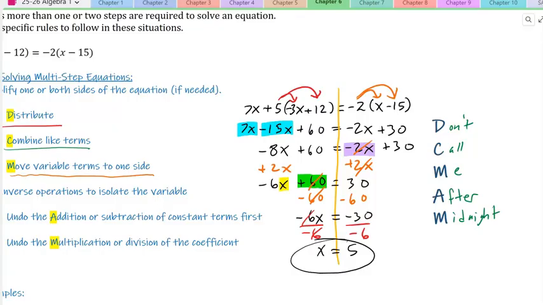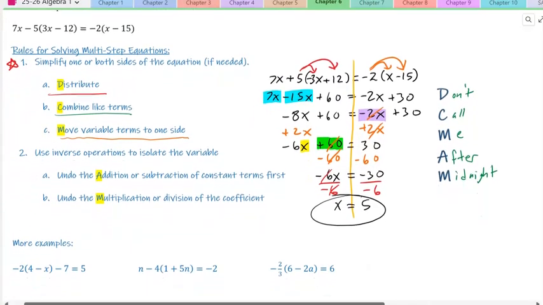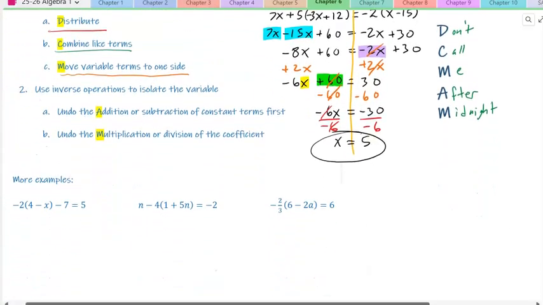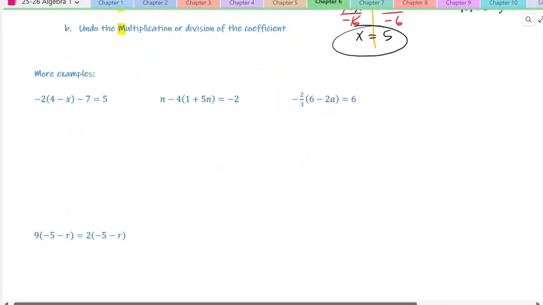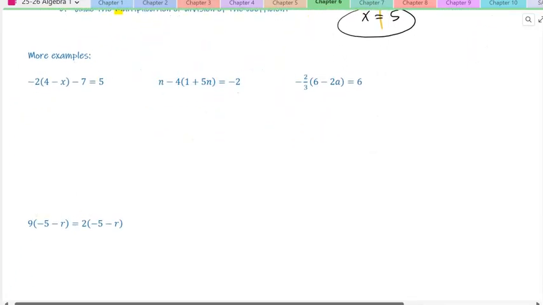DCMAM. But then you have to remember D means distribute, C means combine like terms, M means move variable terms to one side, A is undo the addition or subtraction, and M is undo the multiplication or division. Please make sure that you write these notes down in your math notebook. Let's just work through just a few more practice problems on this, shall we?